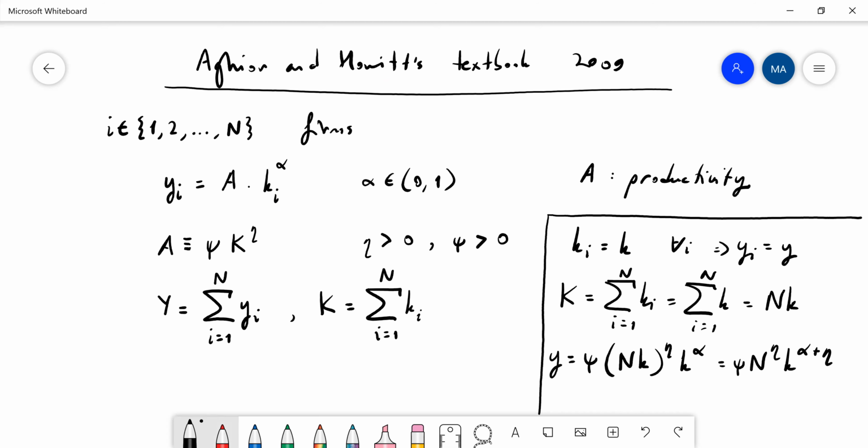Okay, so let me use a different color. So now you have, in equilibrium, a firm level production level that satisfies this equation. Okay, so what do I see here? Well, originally I have decreasing returns to scale, right?